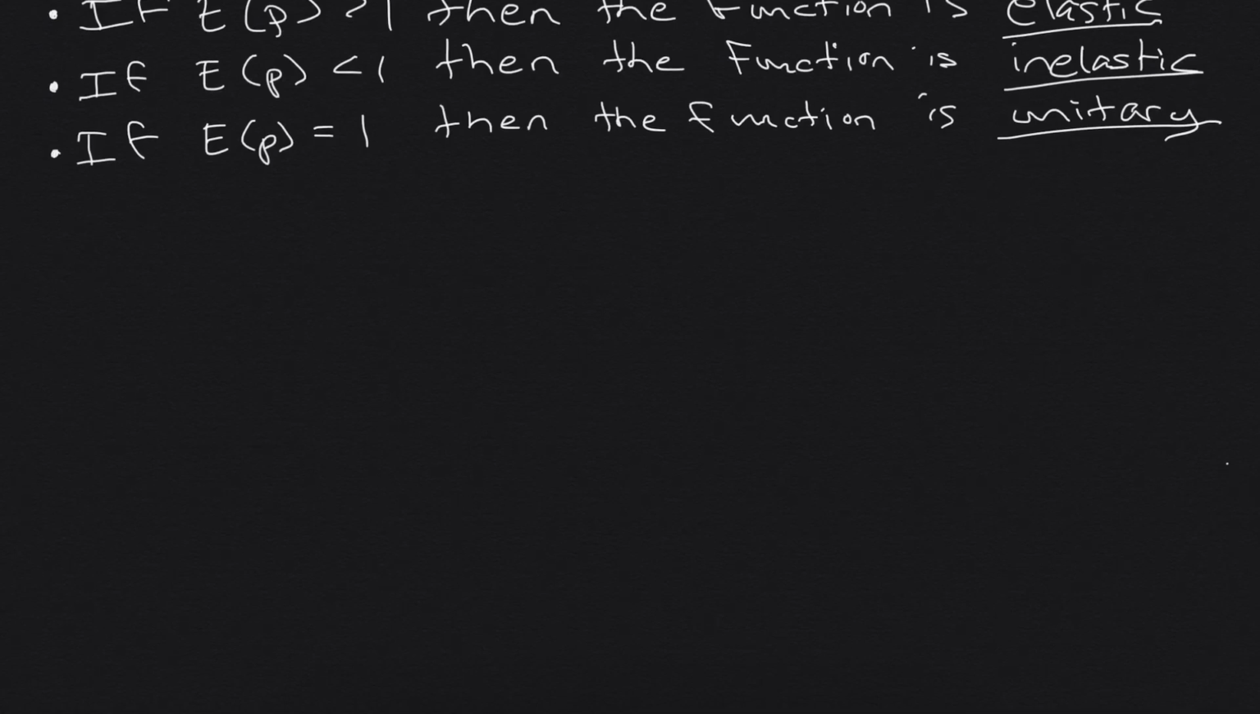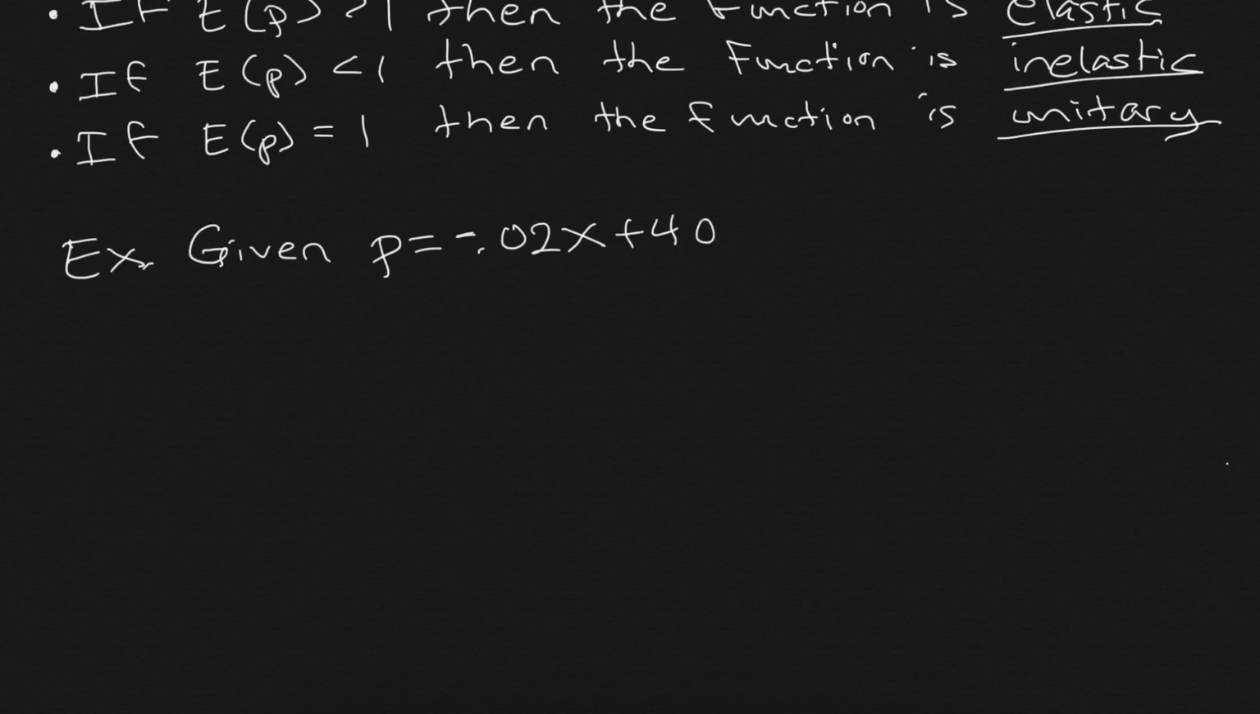So let's say for our first example, let's do given, and on all these problems, you'll be given a price demand equation. So given P is equal to negative 0.02 times X plus 400. So that's our price demand equation. Now, just for reference, I'm going to go ahead and write my formula for elasticity off to the side here, just since it's up above in our notes. I want it here so I can keep it in mind.